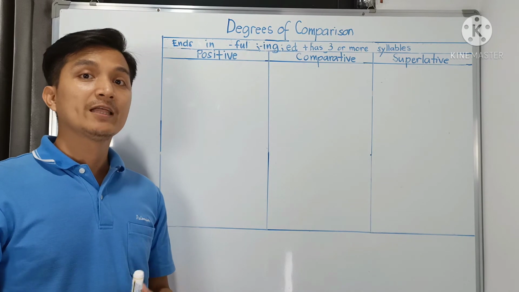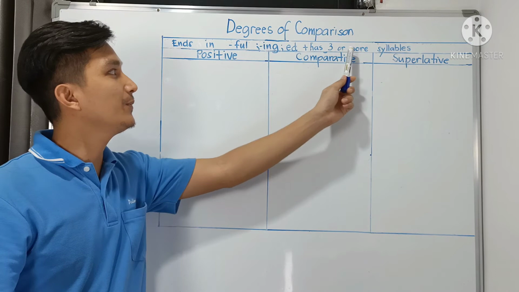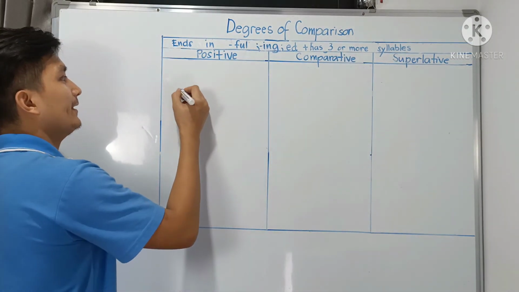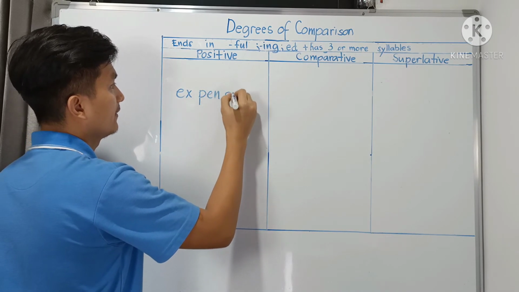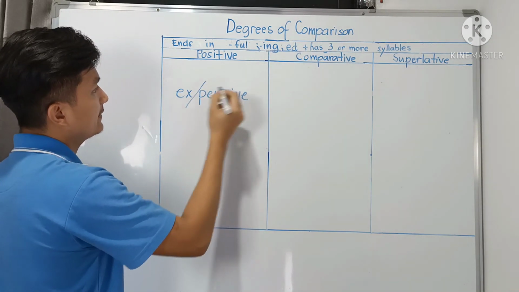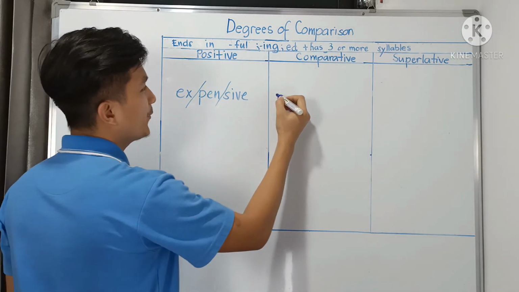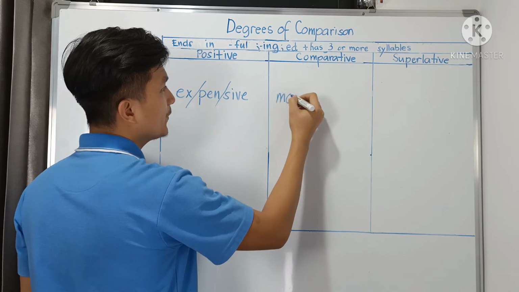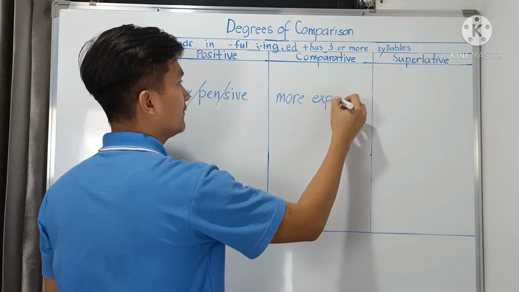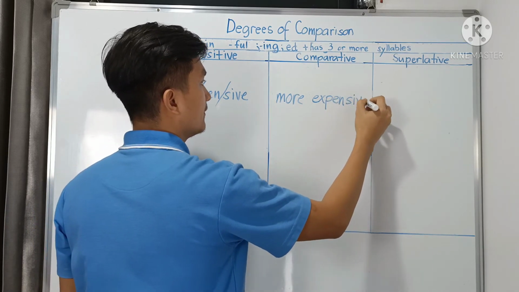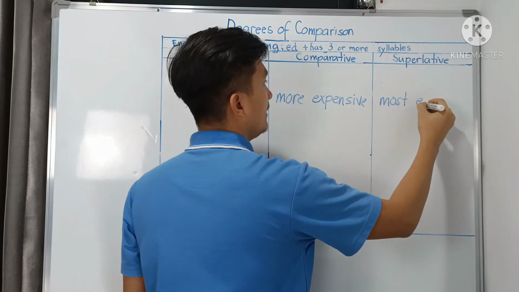Same rule, number 5. How about if the positive has 3 or more syllables? For example, expensive. Expensive, 1, 2, 3. Let's count them. 1, 2, 3, right? So we are going to do the same rule of number 5. More expensive. Here, most expensive.